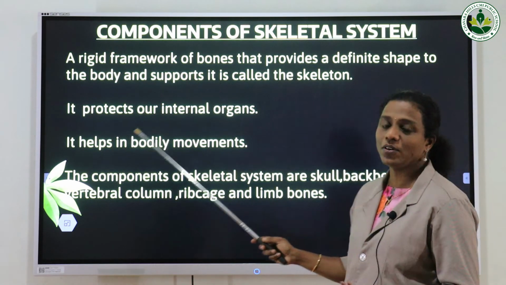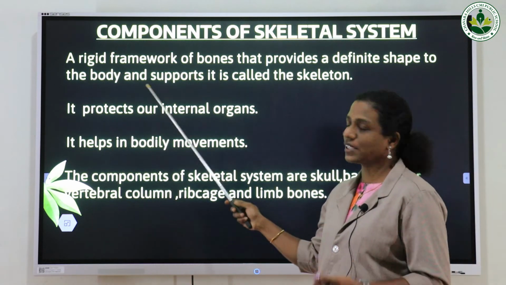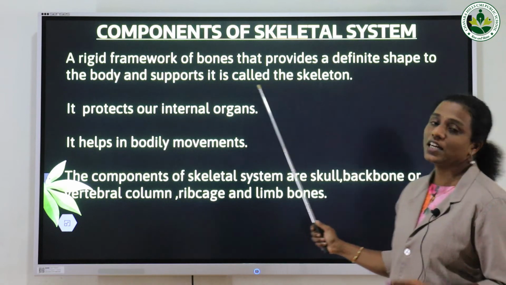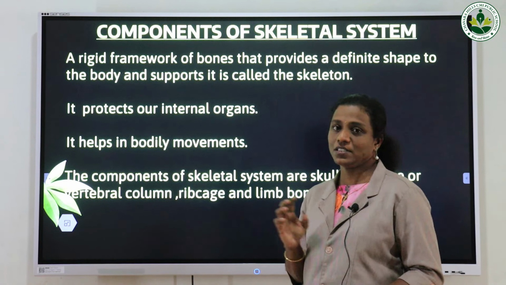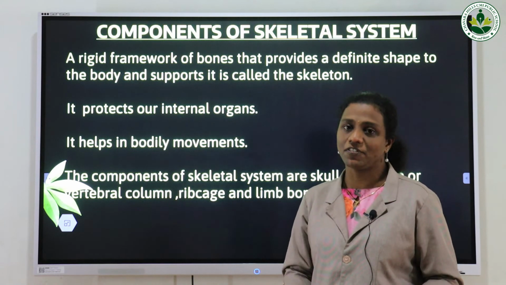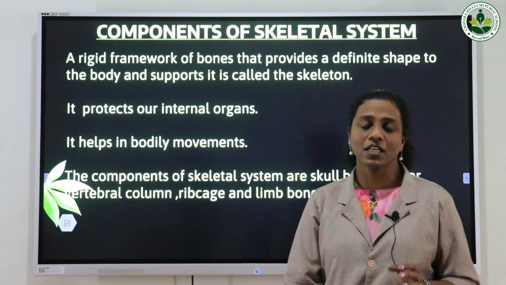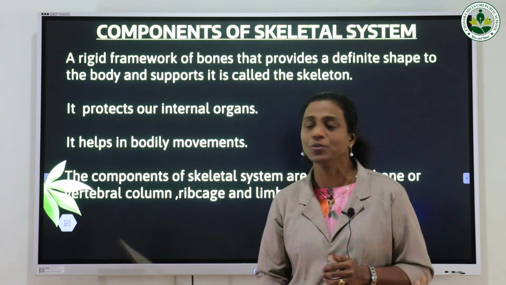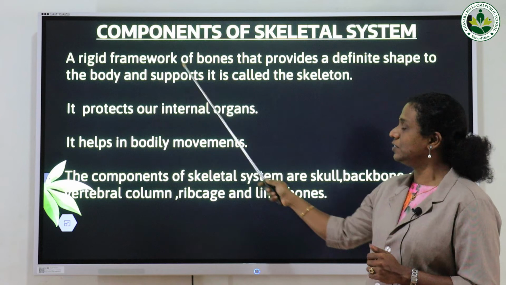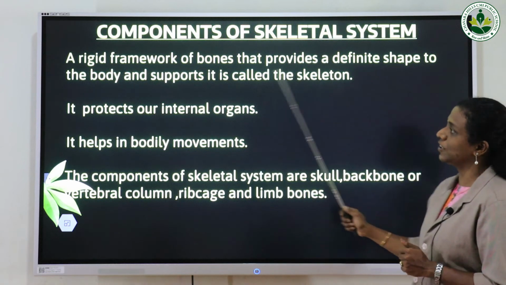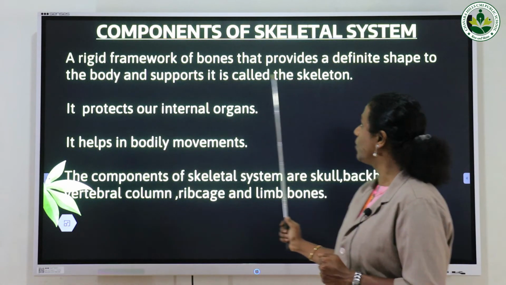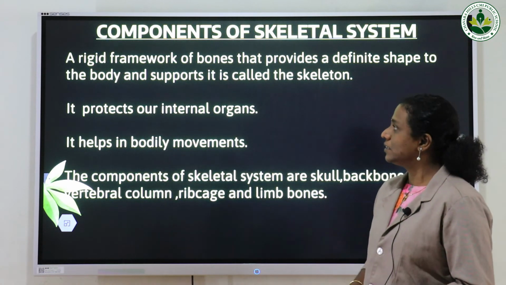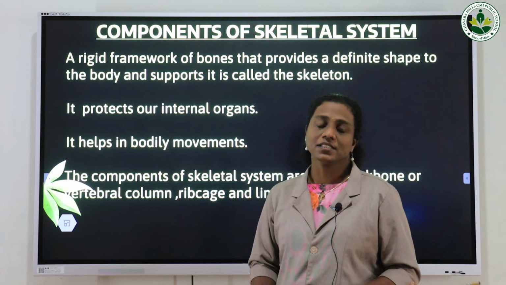First we studied about the skeletal system. Skeletal system means a rigid framework of bones that provides a definite shape to the body. You can expect one question: what do you mean by a skeletal system? At that time you have to write this sentence: a rigid framework of bones that provides a definite shape and support to the body is called a skeleton. That system is known as the skeletal system.